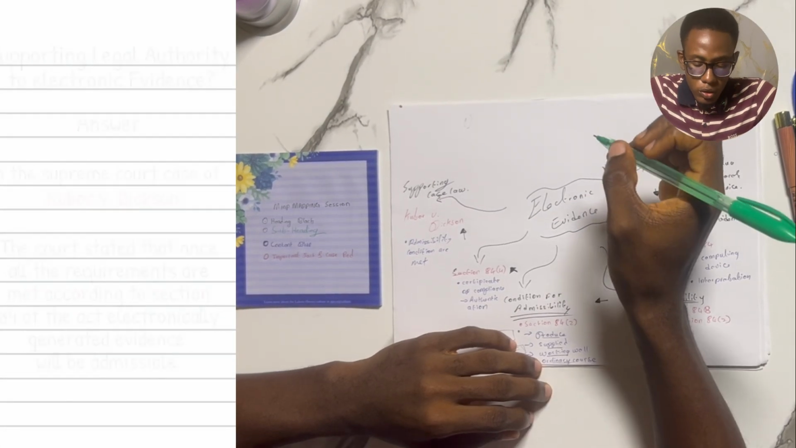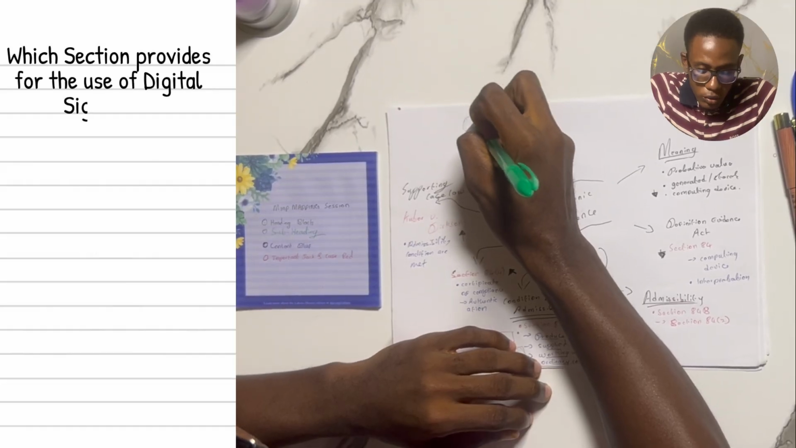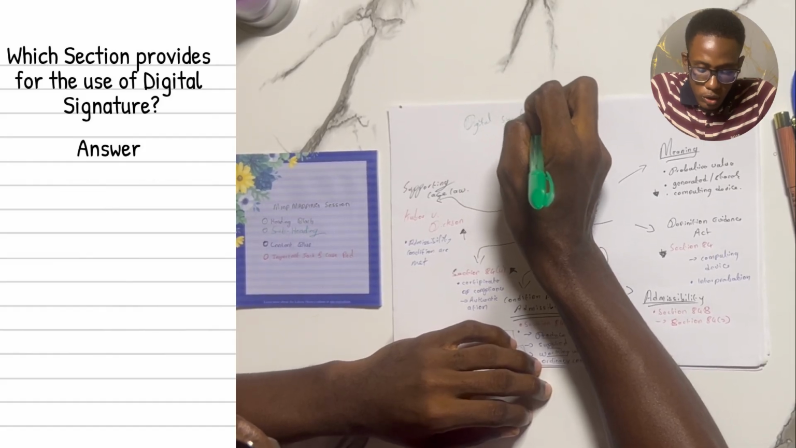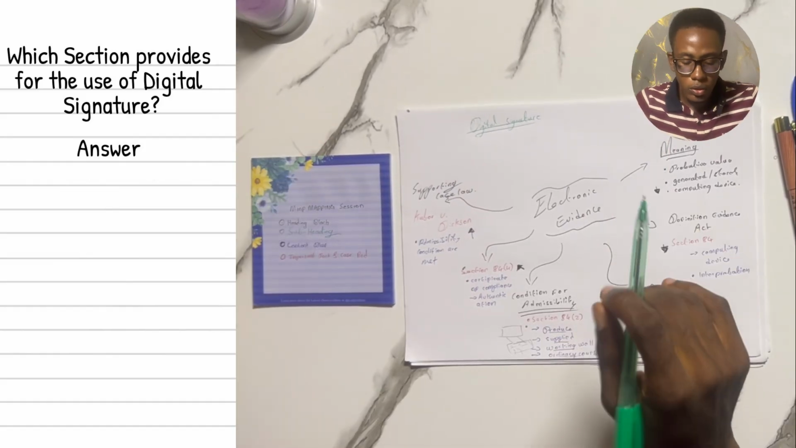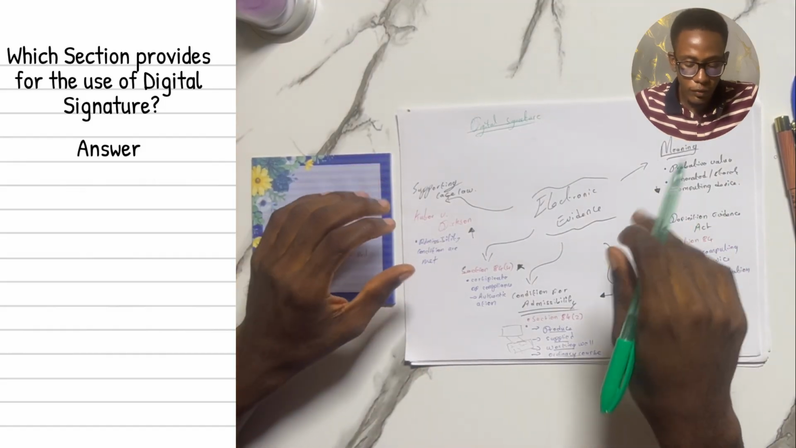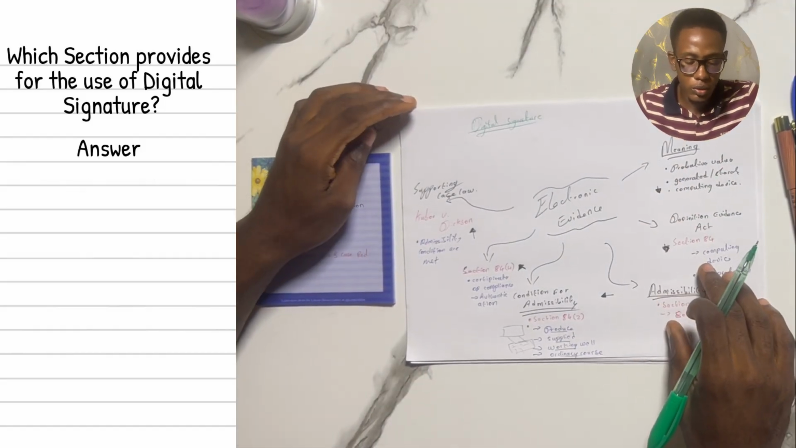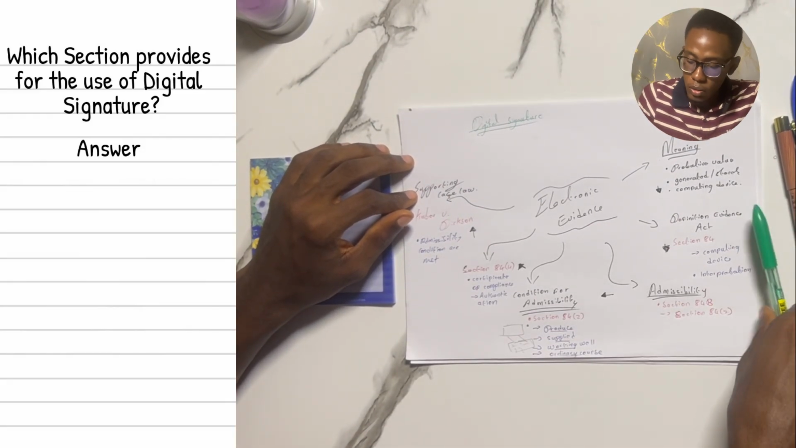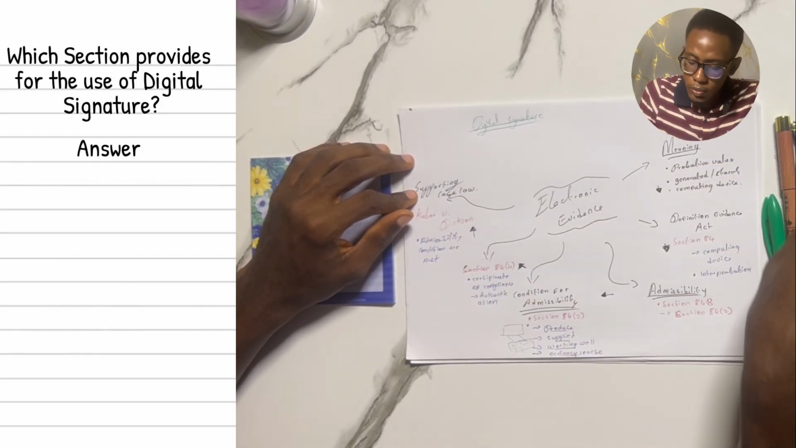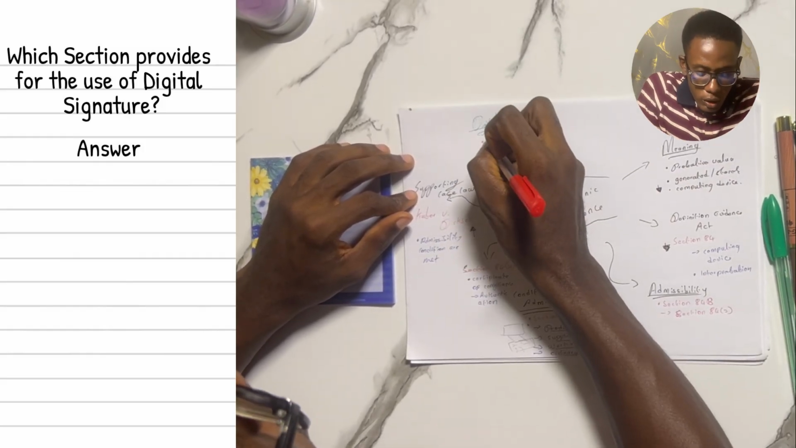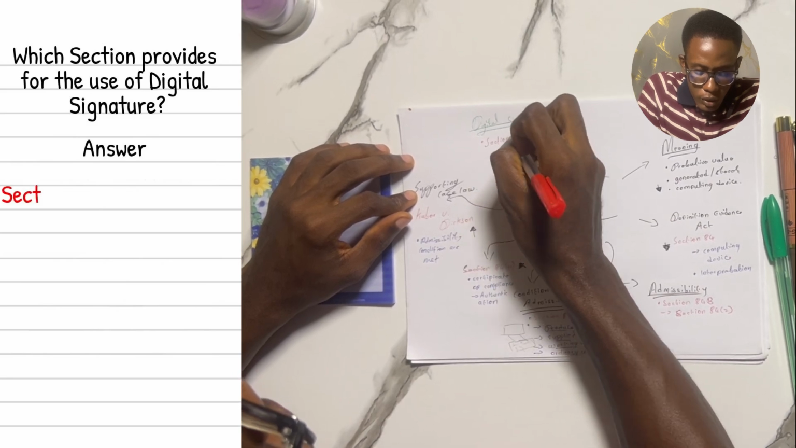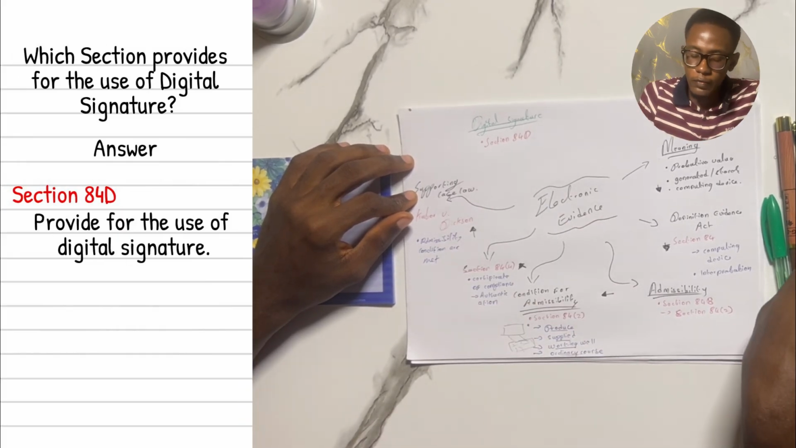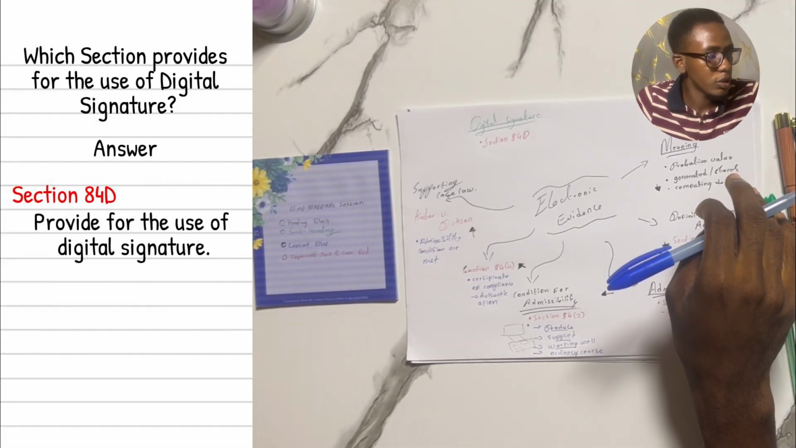So now, electronic signatures or digital signatures. Digital signatures are not really part of the main flow of the topic, but it's also good. It will still get you your marks too. That's why I put it in green as a subheading. So yeah, let's go. Digital signatures are provided in section 84 sub D. Yes, section 84 sub D provides for the use of digital signatures.